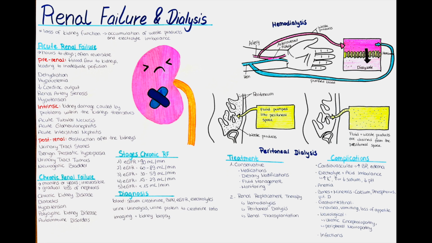The severity and progression of chronic renal failure are usually classified into the different stages based on the glomerular filtration rate, which reflects the level of kidney function.